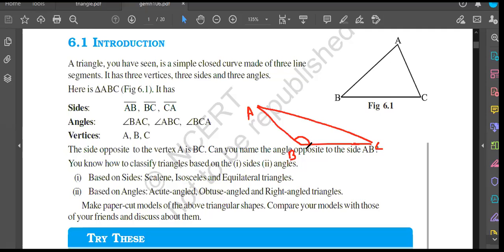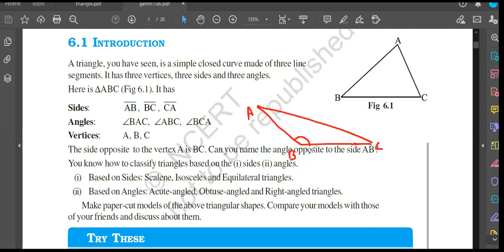Now my question is, can we have two obtuse angles in a triangle? No, right? Very good. Because obviously the sum of all the angles of a triangle should be equal to 180 degrees, so it is not possible for two angles to be greater than 90 degrees. Because if they were, the sum of two angles itself would be greater than 180 degrees, which is not possible. So this is your obtuse angle triangle.